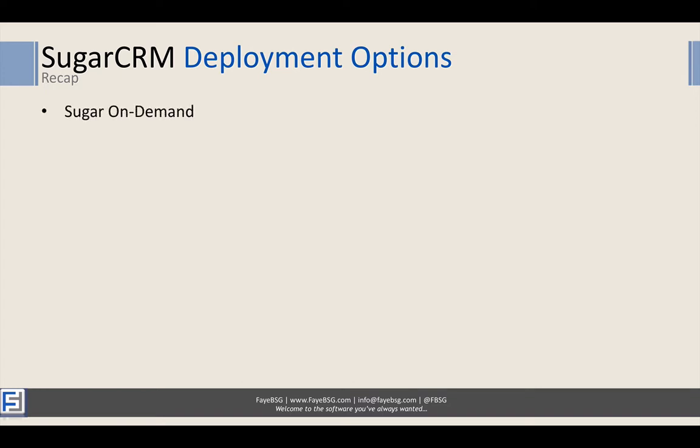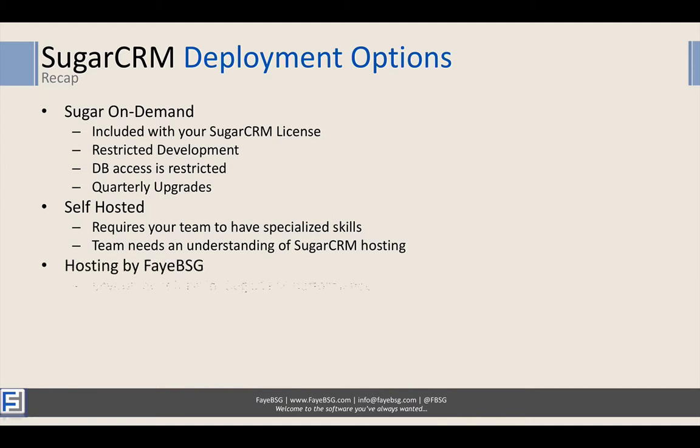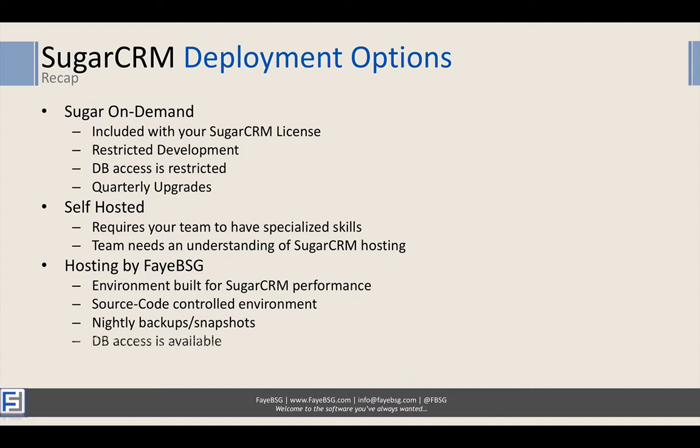So as a recap of your Sugar CRM deployment environments, you can go with Sugar on Demand. It's included with your Sugar CRM license. It has restricted development, your DB access is restricted, and you will get quarterly upgrades. If you're self-hosted, your team needs to have some specialized skills, things like database administration, system hosting, and you need to have an understanding of the Sugar CRM environment so that you can properly host it yourself. If you host with Fay, our environment is built for Sugar CRM performance. It's source code controlled. We do nightly backups or snapshots. Your database access is available in the case you need it. Upgrades are done when it makes business sense, not on a pre-identified schedule.